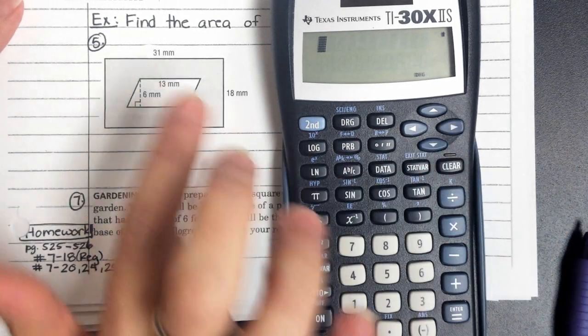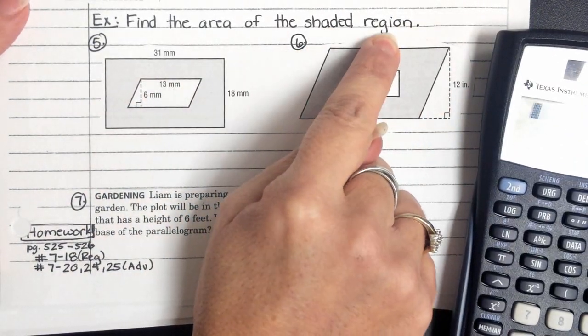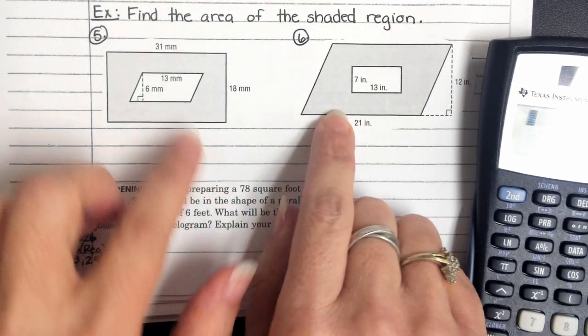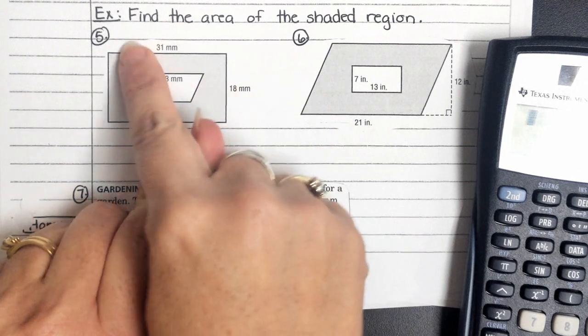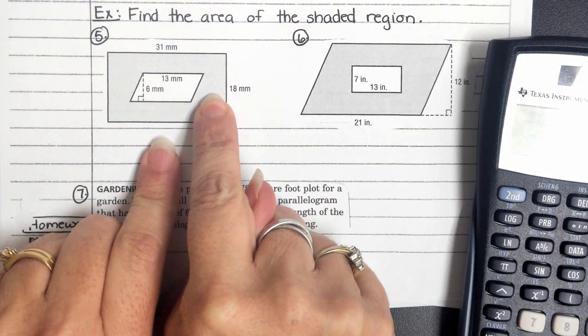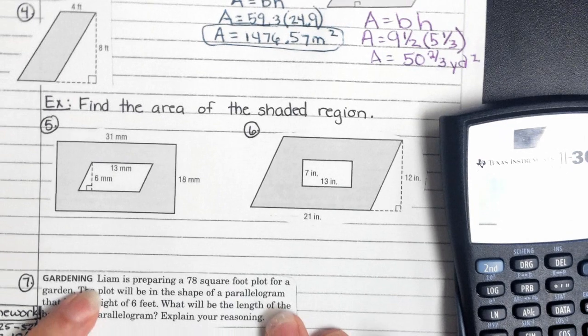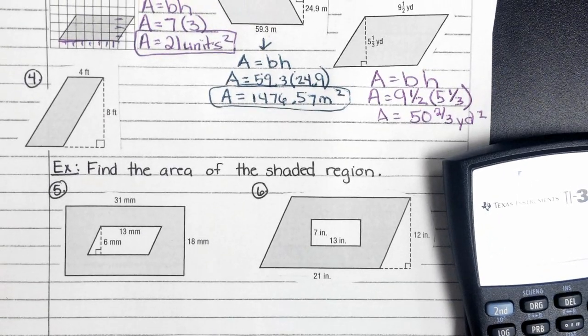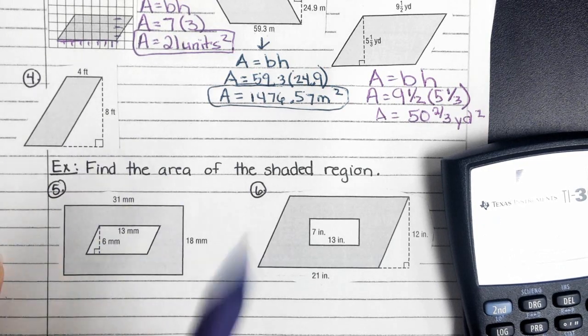Okay, so now they want us to find the area of the shaded region. I need you to look at this because this is more 6th grade material where you only need the outside. So what do you do? Go ahead. I skipped it in last class too. I'm sorry. Go back to number 4.